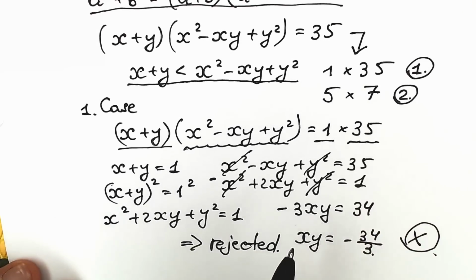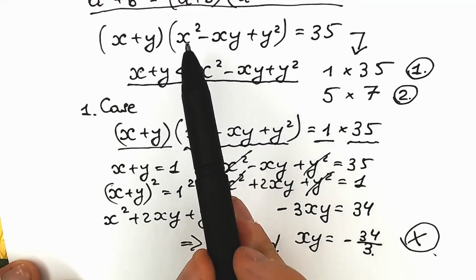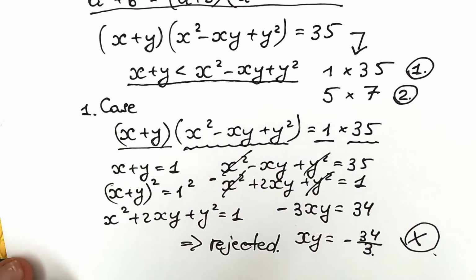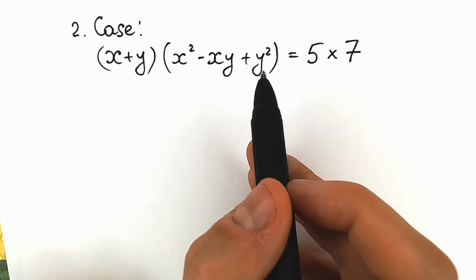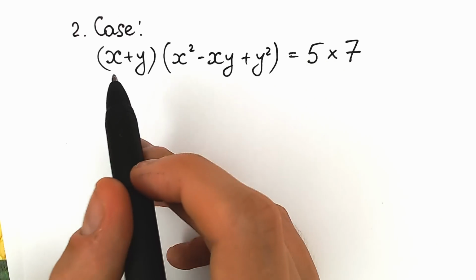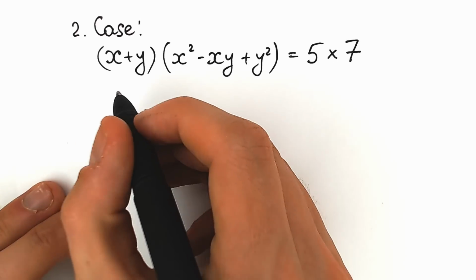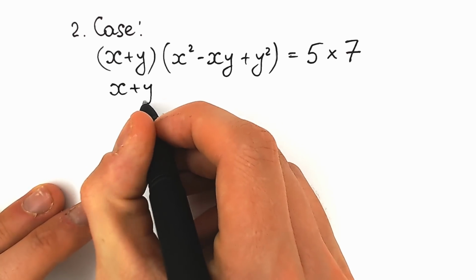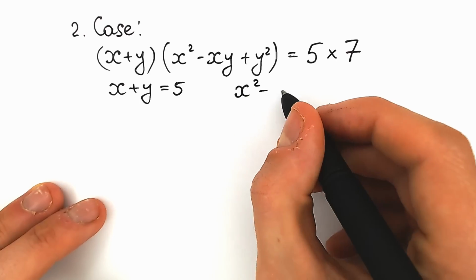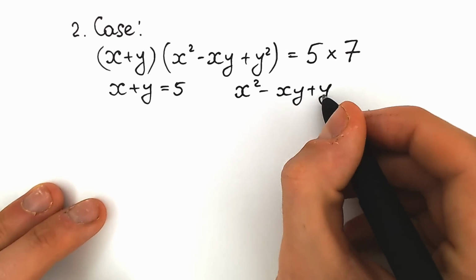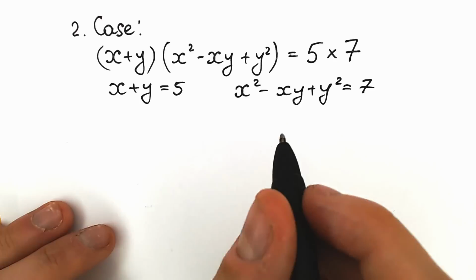Right now, let's solve our second case, when the sum x plus y equals 5 and this parenthesis equals 7. Second case is right here: x plus y times this parenthesis equals 5 times 7. And as I told before, this parenthesis is less than this one, so x plus y equals 5. So let's write this first equation, x plus y equal to 5. And we have the second parenthesis, x squared minus xy plus y squared, is equal to 7. Right now, how can we solve this equation?